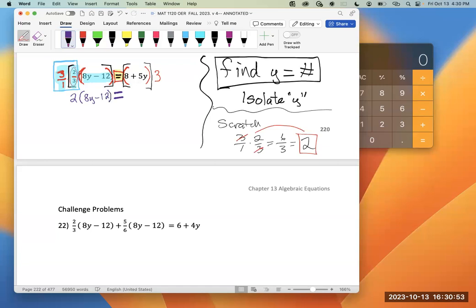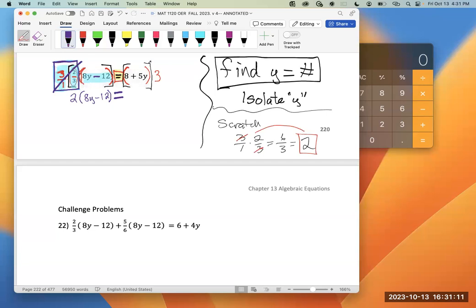If you need to pause the recording, do so. On the left, I multiplied these first 2 factors here. 3 times 2/3 is the same thing as 2, so I rewrote it as 2. And then I copied the rest of what was in the parentheses.